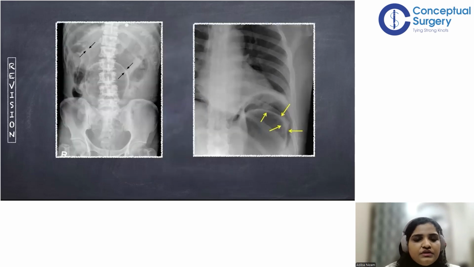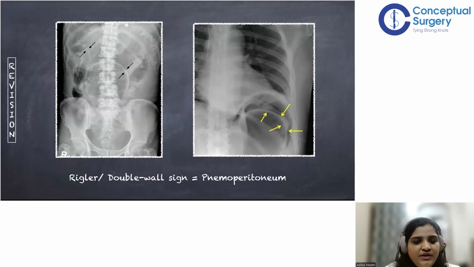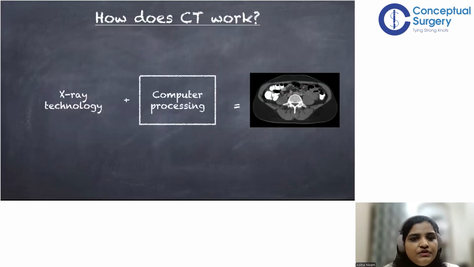The other important sign that we discussed was the Rigler sign or the double wall sign. Here, usually we are not able to visualize the wall of the bowel on an X-ray. The bowel wall is only visible when there is air present both inside and outside the bowel wall. Then only the bowel wall can be seen as a single line. So this is known as the Rigler or the double wall sign. In supine films, it can help us diagnose a perforation even if the patient is not able to stand up for an erect film. Now we move on to the workings of a CT.